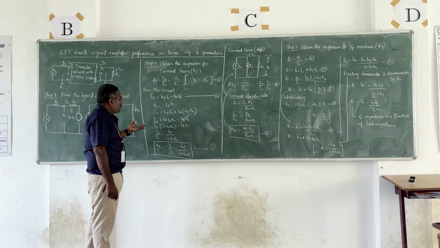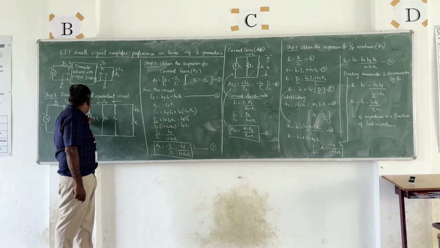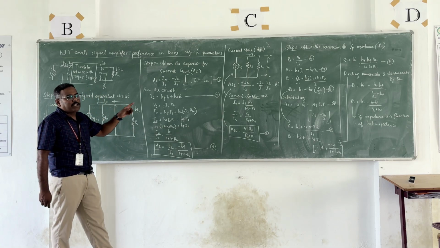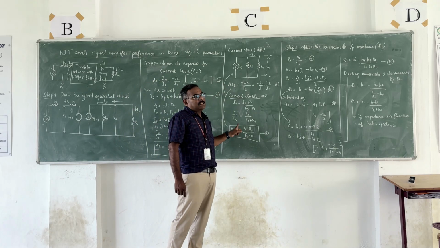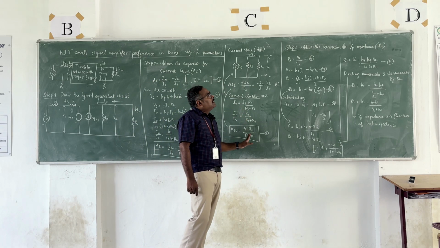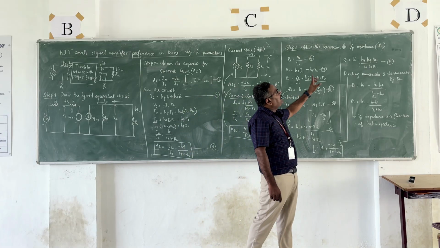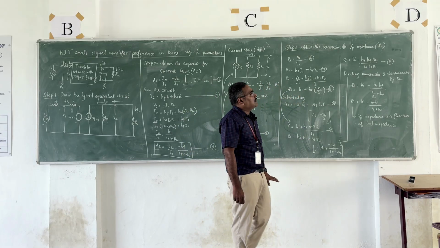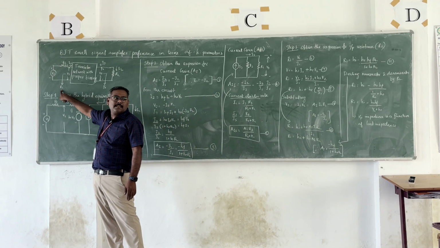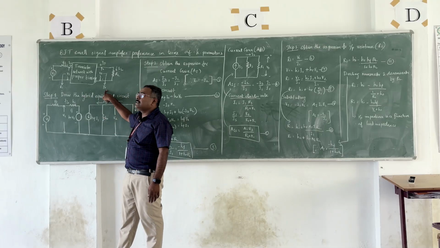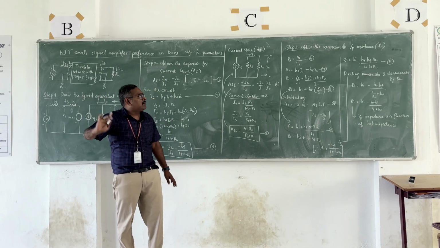Suppose in your sums or elsewhere this voltage source is replaced by a current source, in the sense we have to obtain the current gain using this current division rule. Okay, so in step 3 we are going to obtain the expression for input resistance. Already we know the input resistance is Ri and the output admittance is Y0. So these are what we are going to calculate.